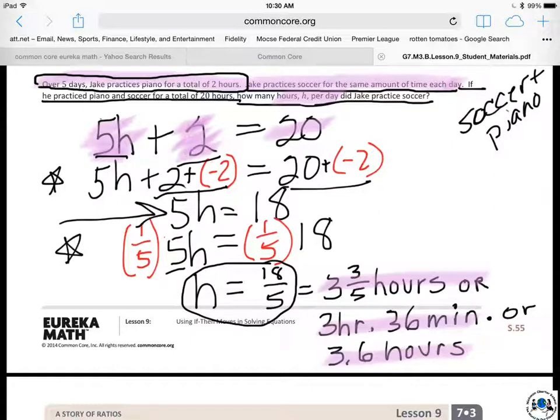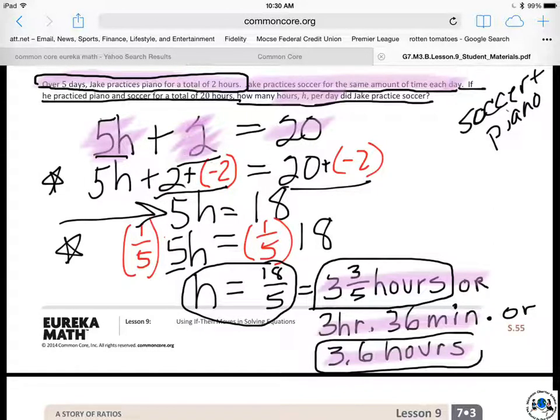H equals 18 over 5 hours, which is the same as 3 3/5 hours if I want to use a mixed number. If I want to use a decimal, it's 3.6 hours, because 3 over 5 is the same as 6/10. Or probably the best answer I would say would be this one here, 3 hours and 36 minutes.